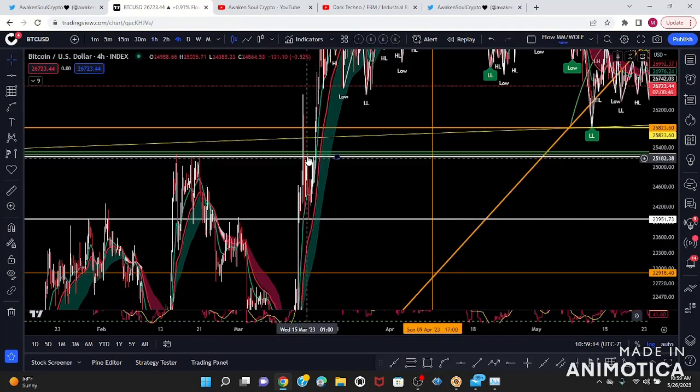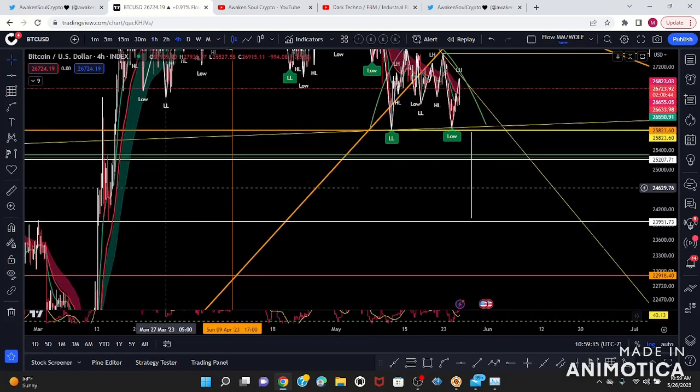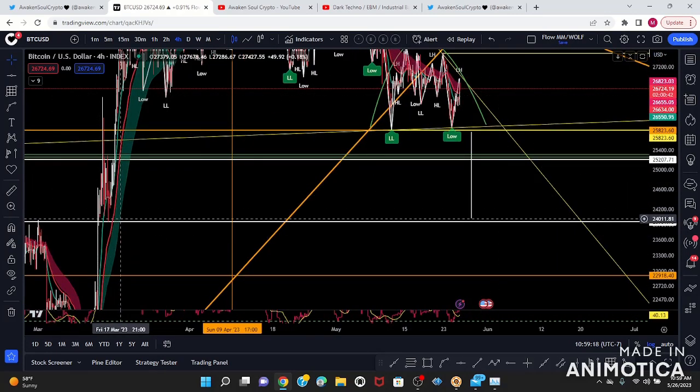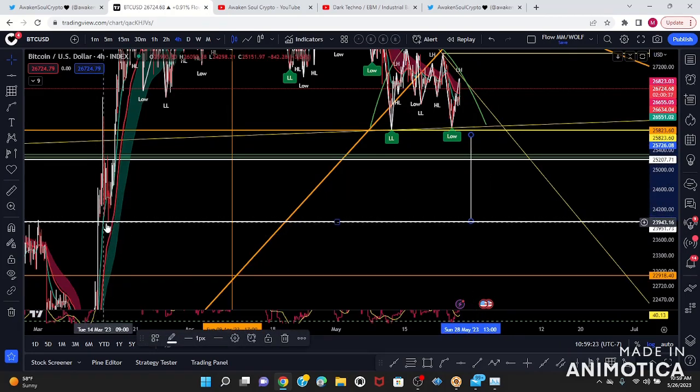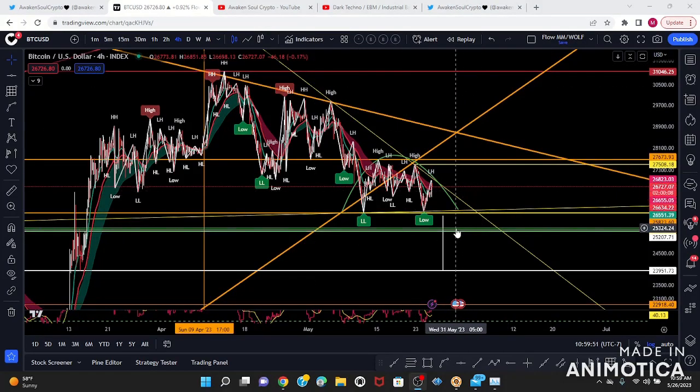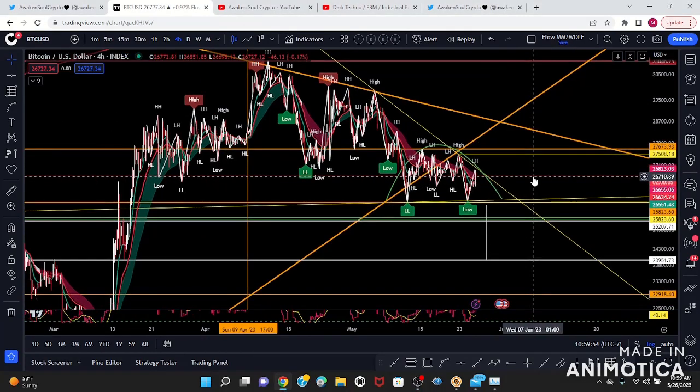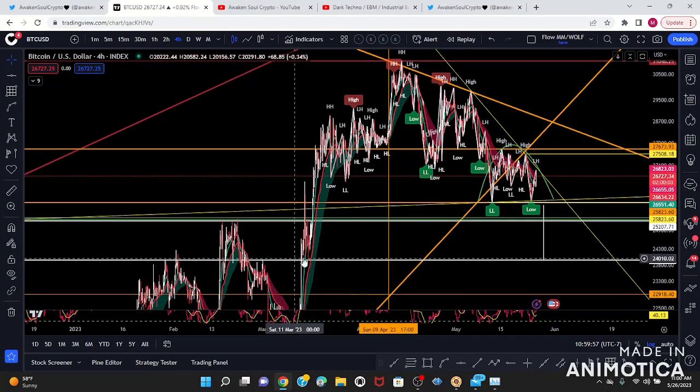So right where my line in the sand is, we have that resistance, and this measured move gives me confluence to this wick down. Okay, so this 4-hour inverted cup gives me confluence to this wick right here.